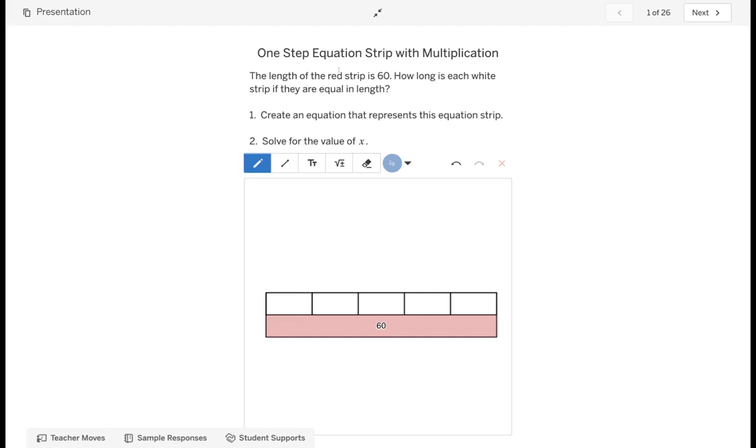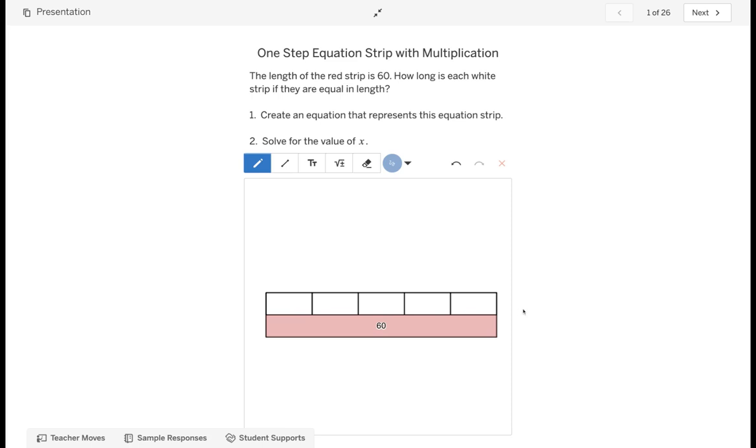So for this lesson, we're going to be working with equation strips. Equation strips are a way to represent equations, and then we can use them to help us solve the equation. So first, we want to create an equation, and then we want to solve for the value of x. X is the unknown pieces of the equation strip.